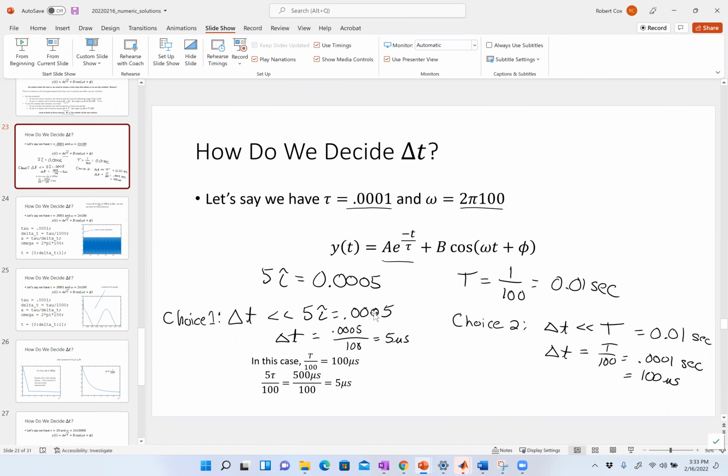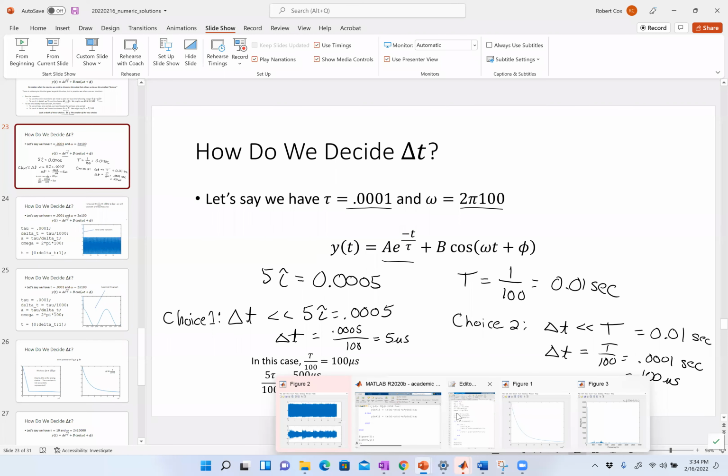Will it even be there? This thing's going to tell me. So let's take a look. How long do we say it takes for the transient to die off? 5 tau. So 5 tau is 500 microseconds, right? So if I'm going to choose my delta t to be 100 microseconds, let's try that here.